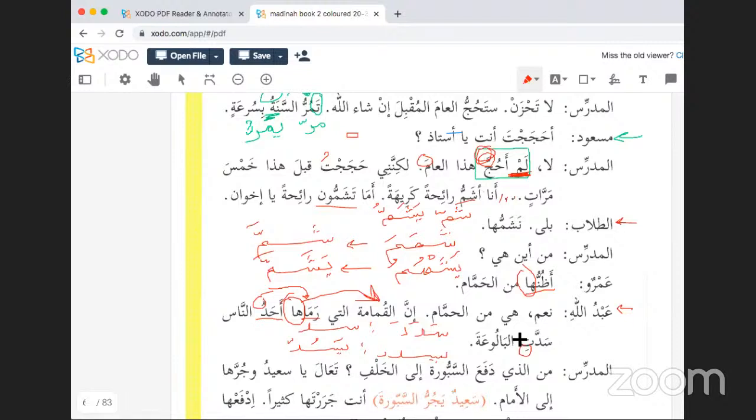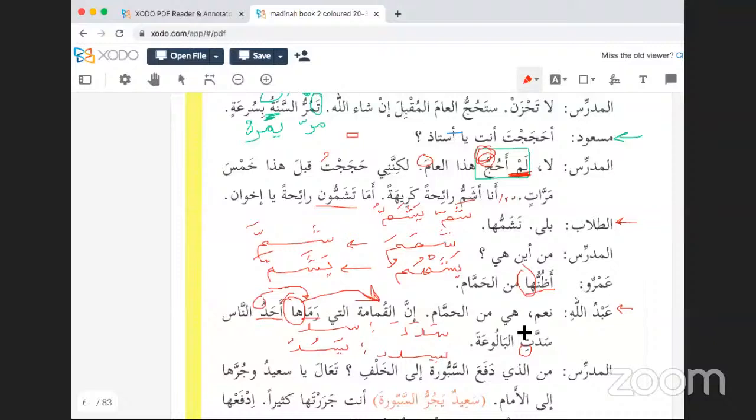Afwan, I couldn't hear the last comment. التقاء ساكنين. Abdul Karim, go ahead. مضاف إليه الناس سدتي. Okay, so I'm not sure if I heard you, but the previous brother said iltiqa as-sakinain. That's correct.